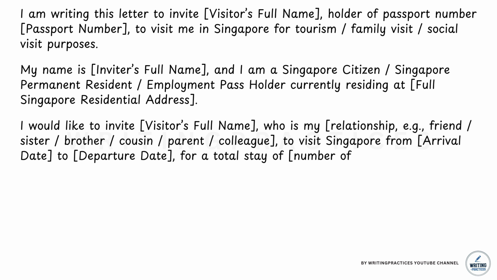This is one of the most important sections because it provides the exact travel timeline. Immigration officers assess whether the visit duration is reasonable and consistent with the stated purpose. For example, a short holiday stay for tourism appears realistic. This section also helps demonstrate that the visit is temporary.